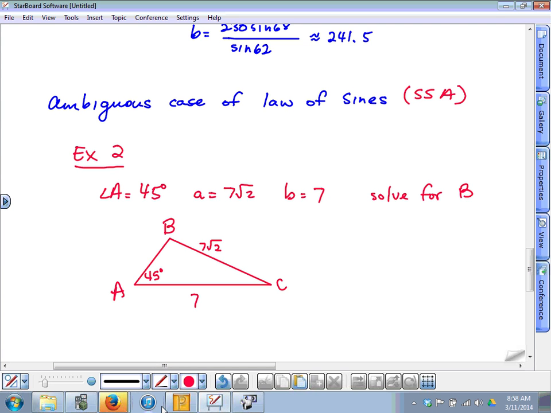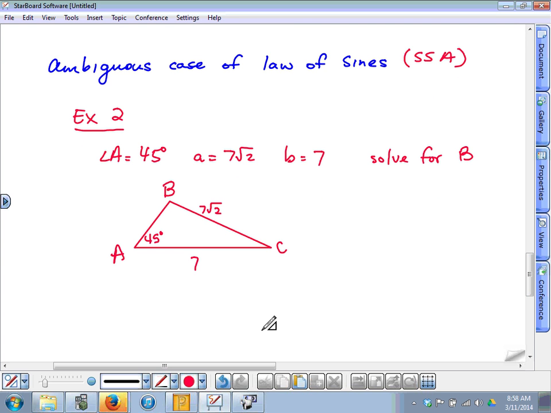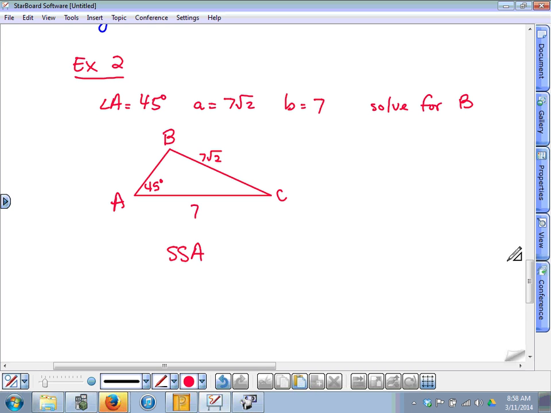Now, what case is this? Side, side, side, side, angle, side. Angle, side, angle. Oh, be careful. It's side, side, angle. This is side, side, angle. So this still does work with the law of sines, but this is the ambiguous case. So now we're solving for angle B.